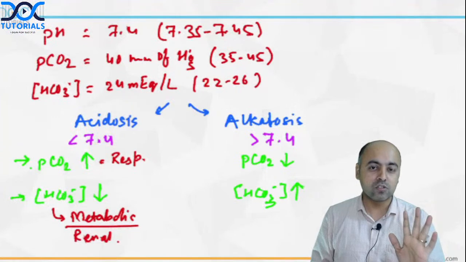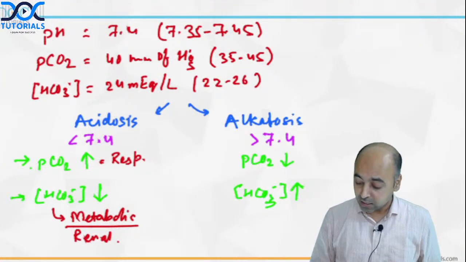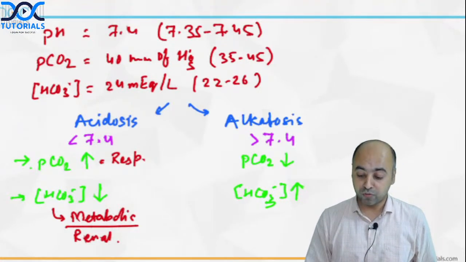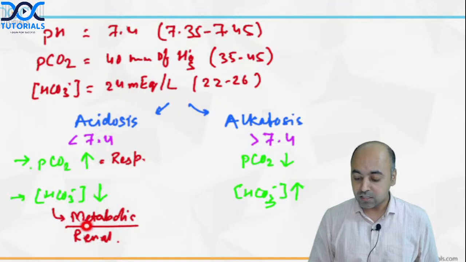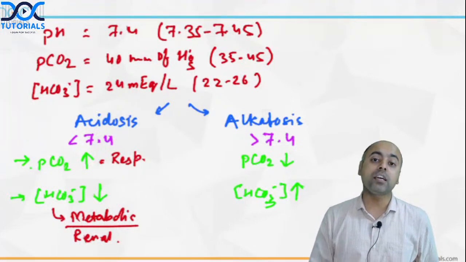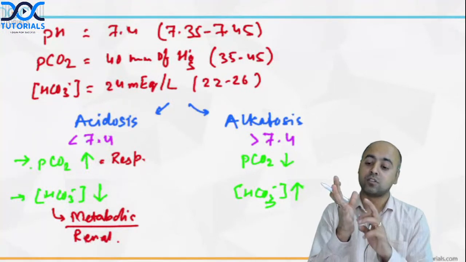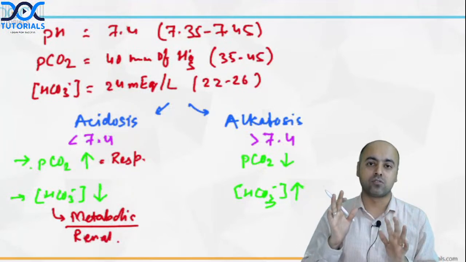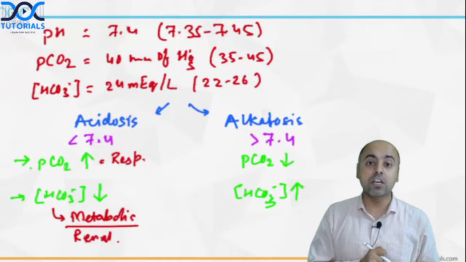So number one, look at the pH. So we know whether it is acidosis or alkalosis. Based on the result of pH, look at the values of PCO2 and bicarbonate. If you're talking about acidosis, if PCO2 is increased, then it is respiratory acidosis. If bicarbonate is decreased, then it is metabolic acidosis. So this is part 2 of the diagnosis. So respiratory or metabolic, acidosis or alkalosis. The last part I told you is whether the compensation is there or not.